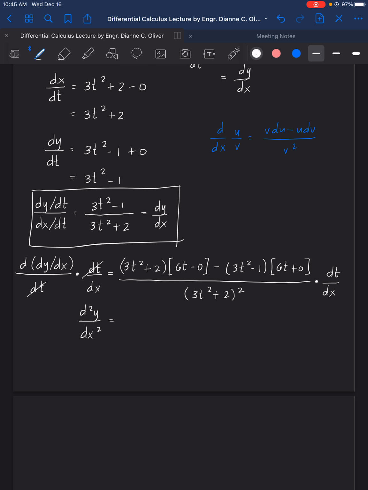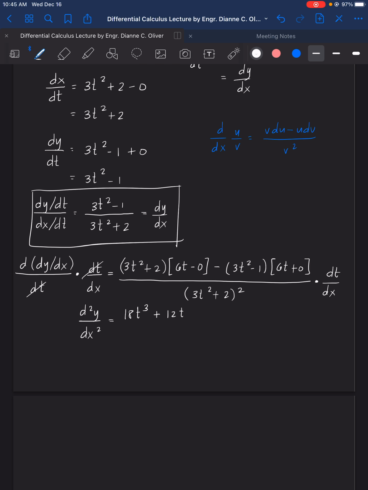So this is 6t, this is 18t squared plus 12t minus, this becomes 18t cubed. So may I repeat that process here? So this should be 3. Yeah, 6t cubed. Okay. Plus, this becomes 12t.